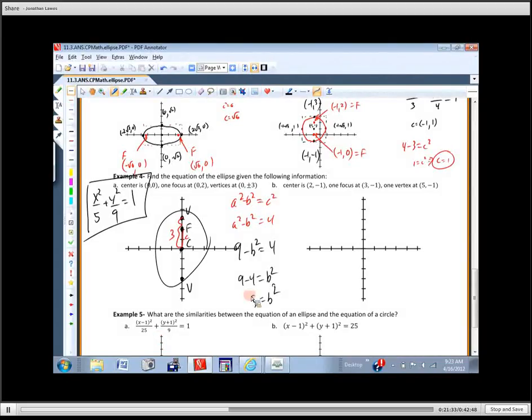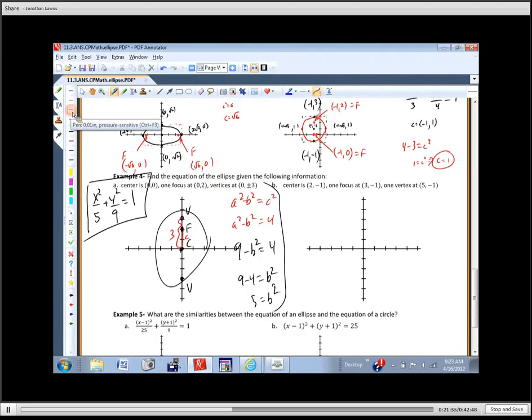Let's take a look at the next one. Are there any questions before we move on? Okay, let's look at the next one. Center is at 2, -1. Stop right there. You should be able to write something down. 2, -1 is the center. Write down what that tells you.